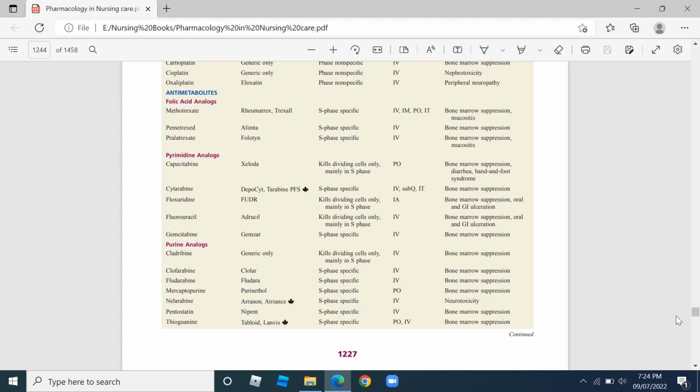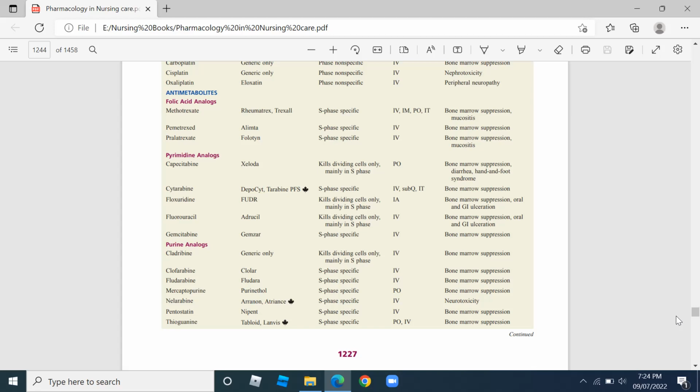While most of the drugs have IV as the route of administration, methotrexate is available in IV, IM, peroral, and IT. IT is intrathecal. Capecitabine is available only in peroral form. Mercaptopurine is also available in peroral form, while cytarabine is available in IV form, subcutaneous form, and IT, again intrathecal. Floxuridine is intraarterial, while thioguanine is available in both peroral and IV.